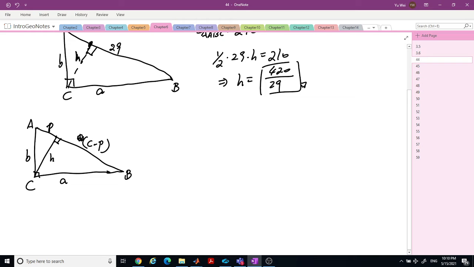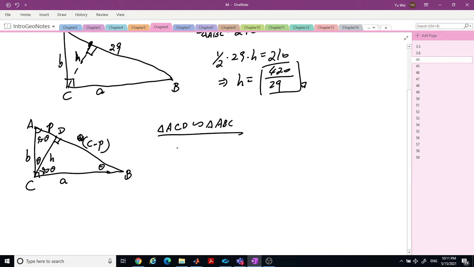Okay, by similar triangles, right? So we have this one is theta, this one is theta, right? Because theta plus this one is 90 minus theta, this one is 90 minus theta, right? And this one is D. So by similar triangles, we have triangle ACD similar to triangle ABC.